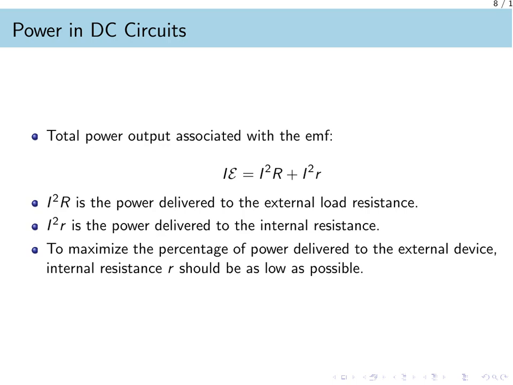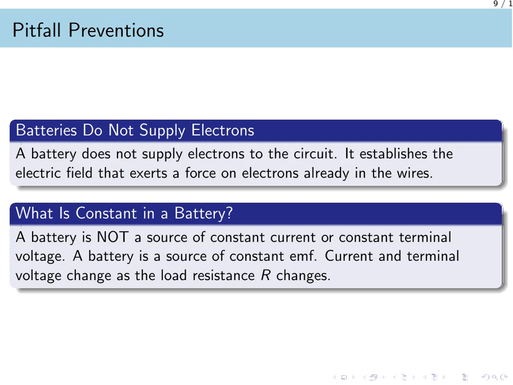From an engineering perspective, if you want a device like a motor or a light bulb to operate efficiently, you want the highest percentage of power possible to reach the load. This is why high-quality batteries are designed to have the lowest internal resistance possible. Let us address two common misconceptions regarding batteries.